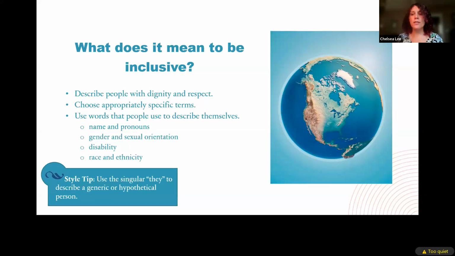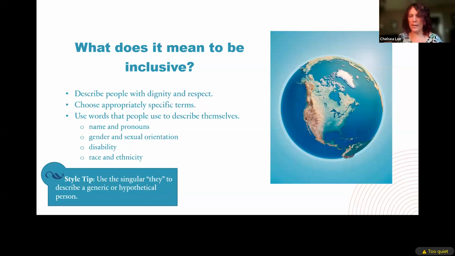For example, if you mean to describe any person, you should use a word like person, rather than saying, all men and women should meet us in the lobby. You should say all people should meet us in the lobby, because in that situation, you want to encompass everyone.